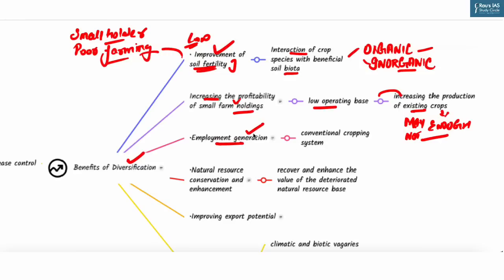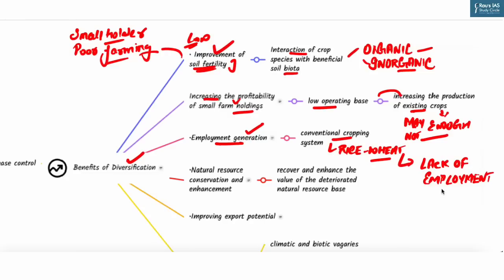This is a significant role of agriculture, but adopting the conventional cropping system like rice-wheat generally leads to a lack of employment during off seasons. So crop diversification helps rural households to have more opportunities of full-time employment. Next is natural resources conservation and enhancement. Now, diversification is required to recover and enhance the value of the deteriorated natural resource base.